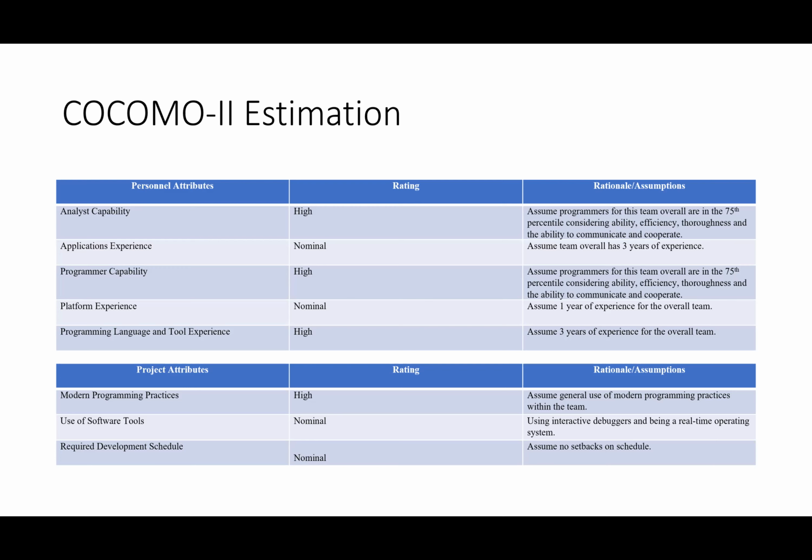Now going into project attributes. Modern programming practices, rated that as high, assuming general use of modern programming practices within the team. Use of software tools, nominal, using interactive debuggers and being a real-time operating system. Required development schedule, rated that as nominal, assuming no setbacks on the schedule as of this moment.